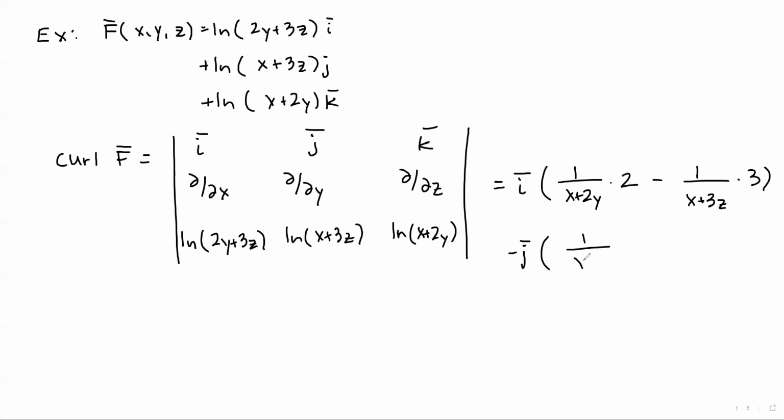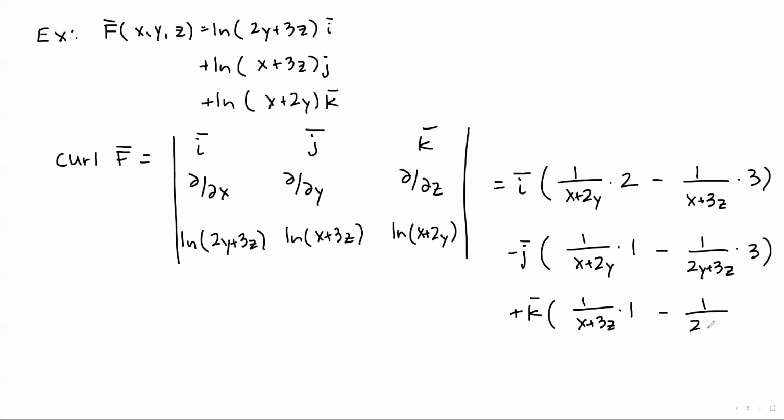We get 1 over x plus 2y. The derivative of the inside with respect to x is 1 minus 1 over 2y plus 3z. The derivative of the inside is 3. And then plus k. And we get the derivative with respect to x, 1 over x plus 3z, times 1 minus the derivative with respect to y times 2. Okay, and so that's our curl vector, and I'm not going to rewrite it this time. Okay, so that's the curl.